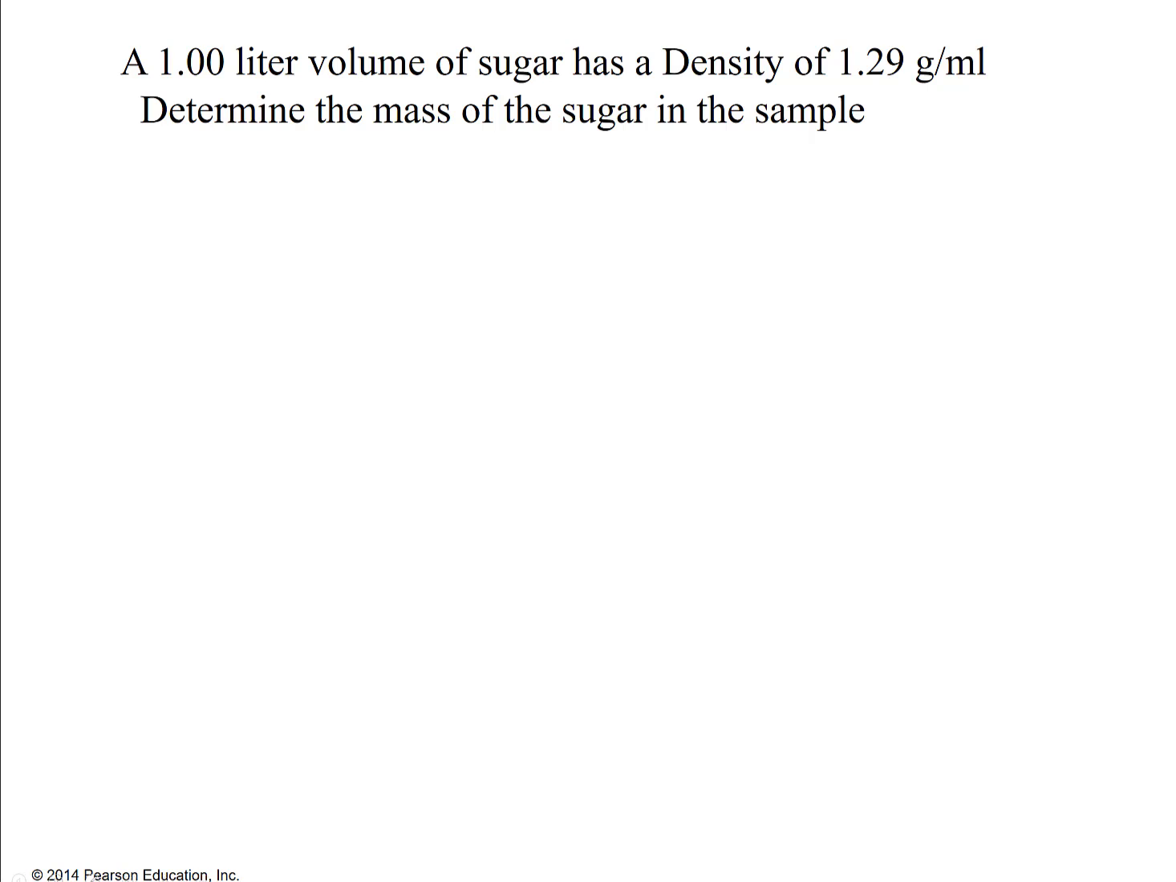So this one: if you have a 1.00 liter volume of sugar, and it has a density of 1.29 grams per milliliter, what is the mass of the sugar in the sample? When you read anything in sentence form like that, it sometimes throws people. They see it as a word problem and think, this is too hard. One thing you want to do is ask, what do you know?